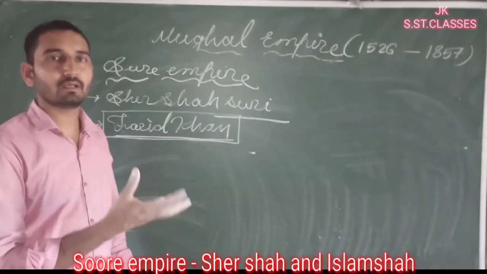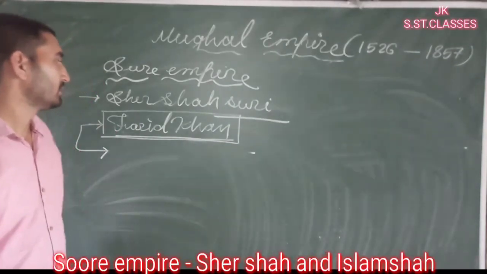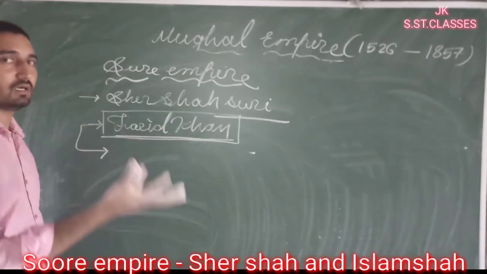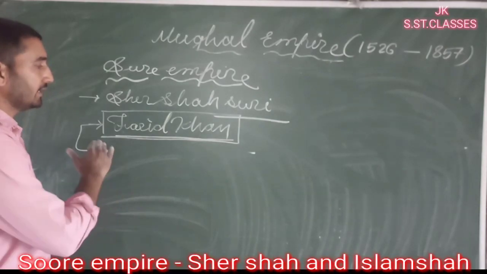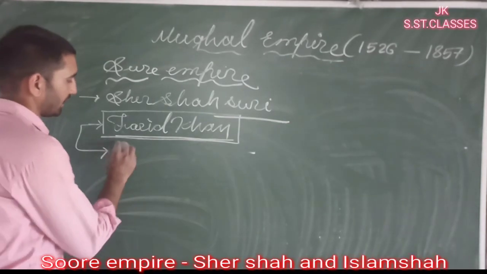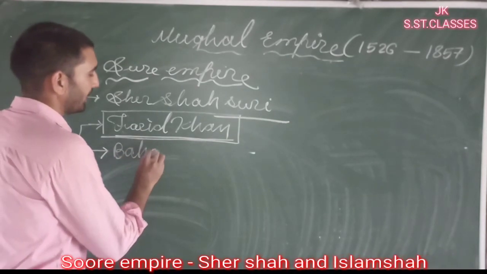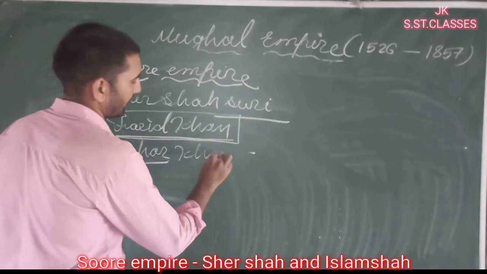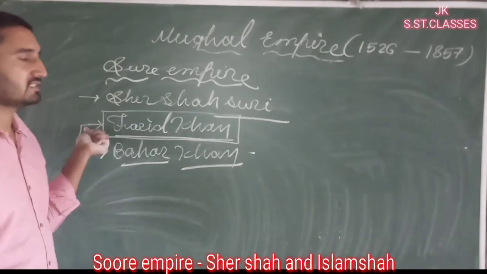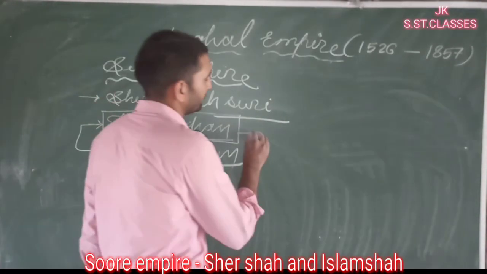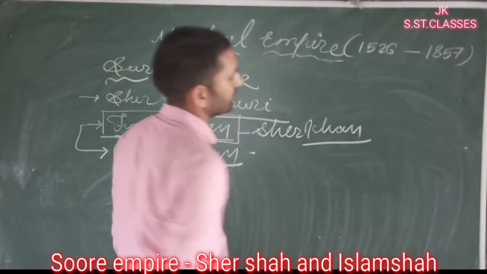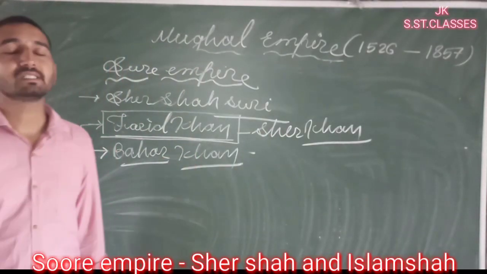According to some texts, tiger, or according to some texts, lion. Okay, so there is no need to be confused about that. He killed a lion or a tiger in his childhood with bare hands, and that's why the ruler of Bihar, Bahar Khan, adorned Farid with the title of Sher Khan. Means from Farid Khan, now he started to be known as Sher Khan.